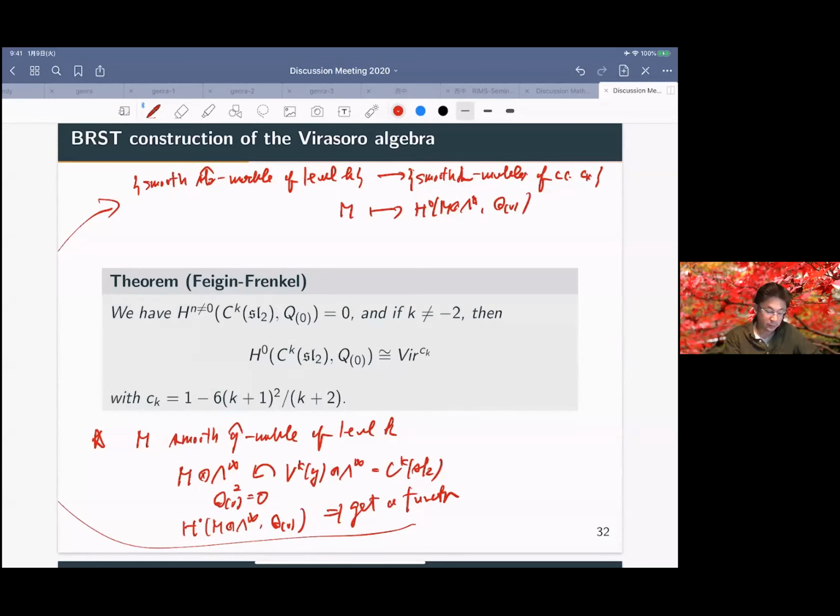And the theorem by Feigin-Frenkel and myself is that, using this functor, we get the characters of all irreducible highest weight representations of a Virasoro algebra.